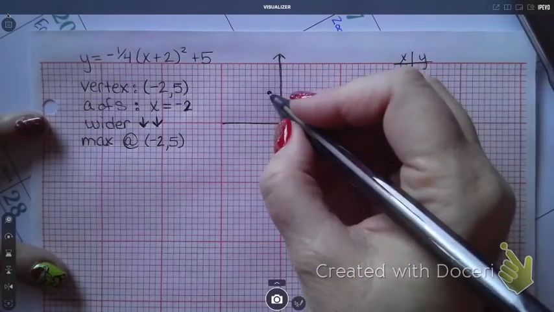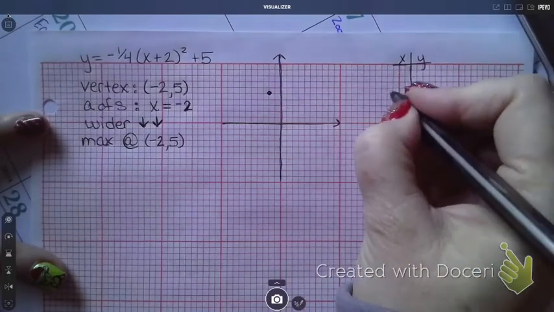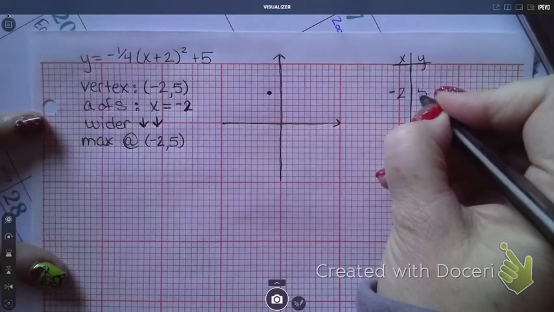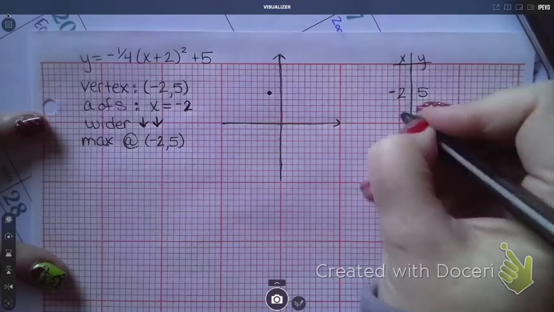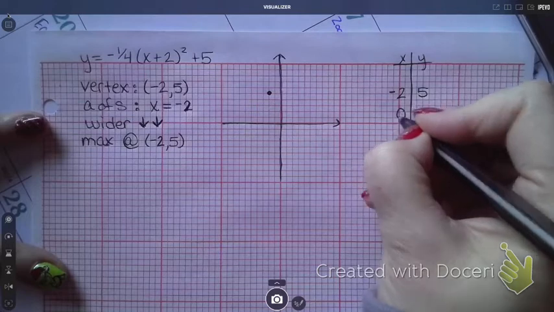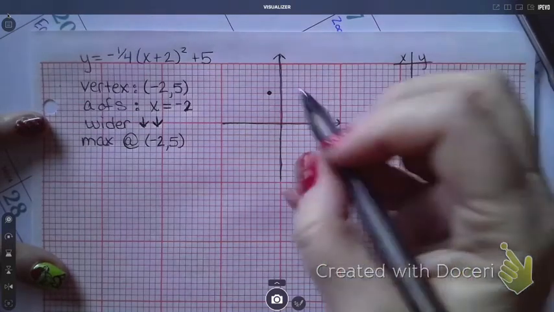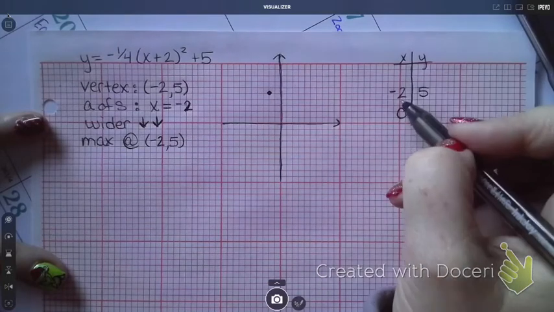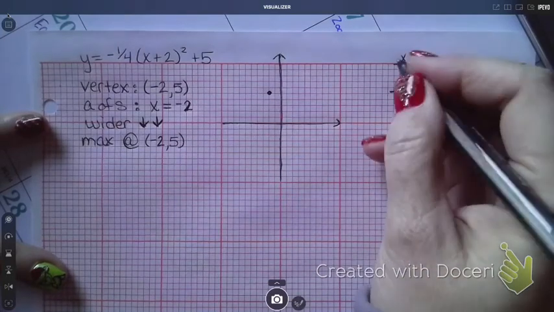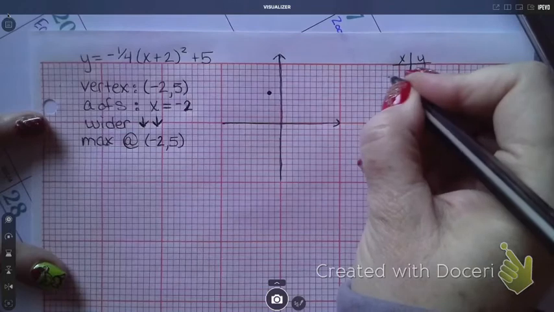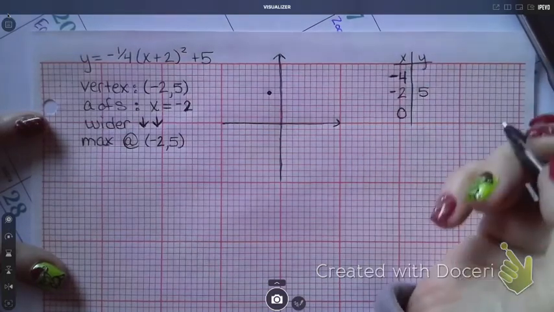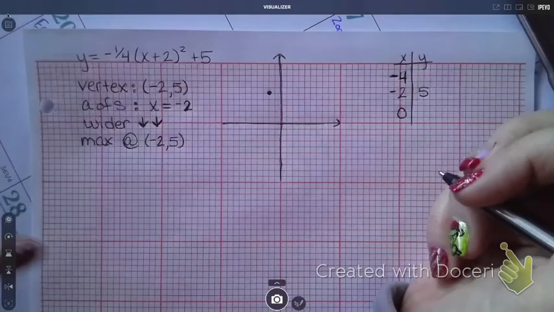So we have negative 2 and 5, right? So if we're going to do 0, that is to the right of negative 2, isn't it? How much to the right? 2. So I should go 2 to the left, which would be what? Negative 4. So we're just going to do those two. Does that sound good? We'll just do 3 points today.